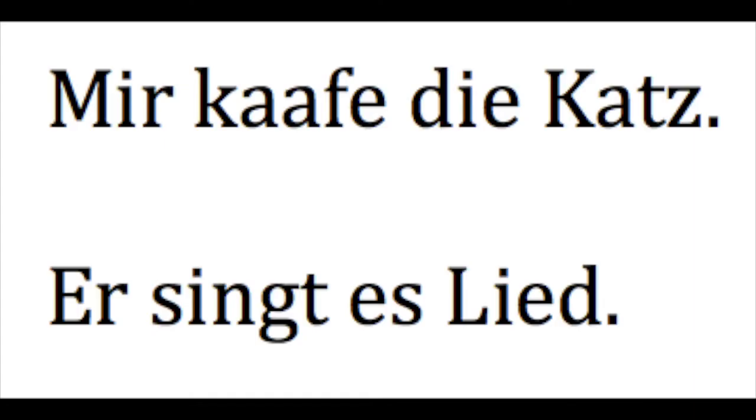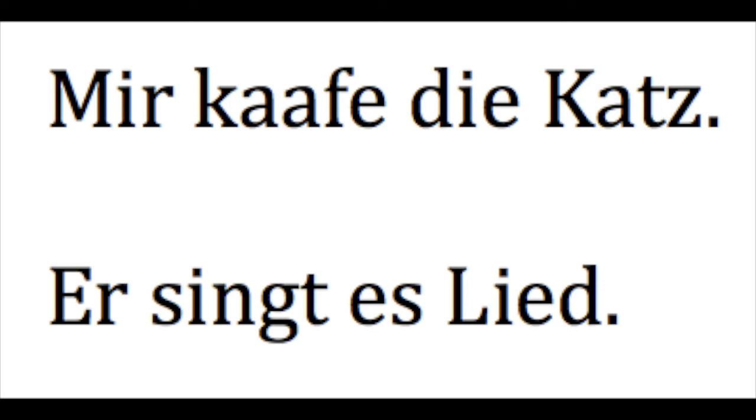You have a dictionary at home, a lot of you probably do. So now if you wanted to say something like, we are buying, or we buy the cat. If you didn't know the word for cat, you can look the word cat up, but you know how to conjugate your verb now. So that sentence would be, mir kaufe die Katz. Mir kaufe die Katz.